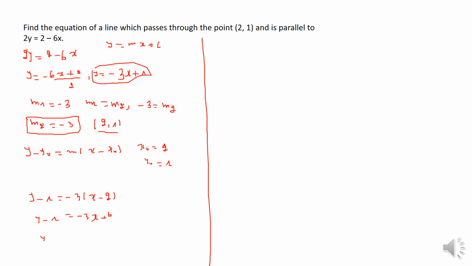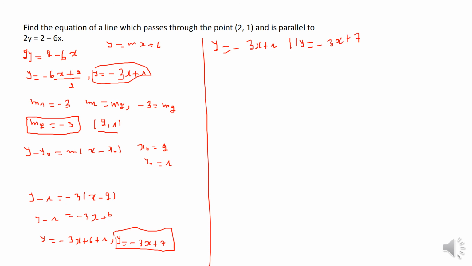Now collecting like terms, y is equal to minus 3x plus 6 plus 1. So now y is equal to negative 3x plus 7. This is the second equation of line. You conclude that the first equation, y is equal to negative 3x plus 1, is parallel to the second equation, y is equal to negative 3x plus 7.